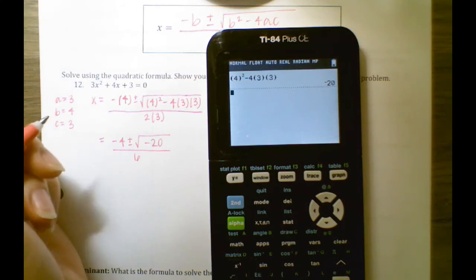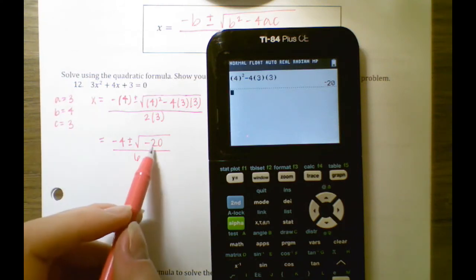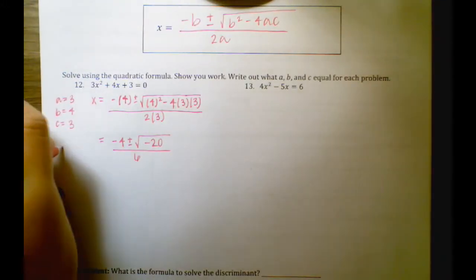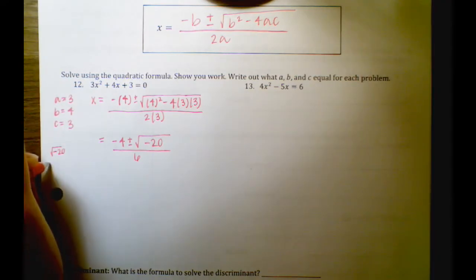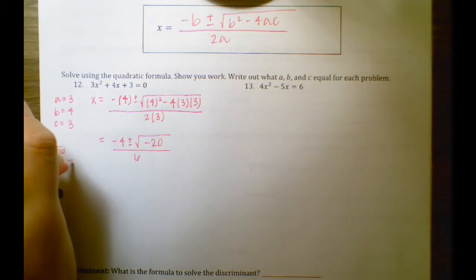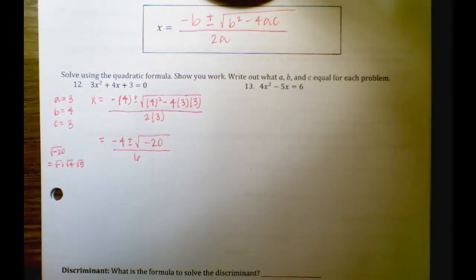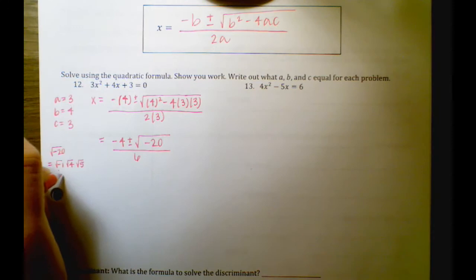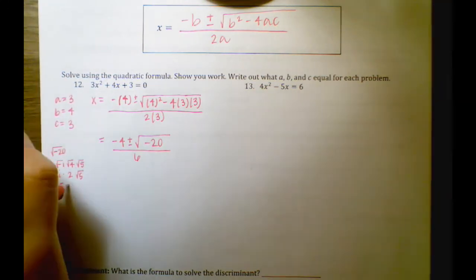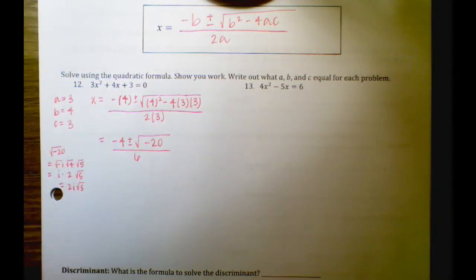All right, now we need to simplify the square root of negative 20 before we start simplifying anything else, okay? So let's just do that off to the side over here. Square root of negative 20 is the same thing as square root of negative 1 times square root of 4 times square root of 5. Square root of negative 1 is i, square root of 4 is 2. I cannot take the square root of 5. So this is just 2i square root of 5.